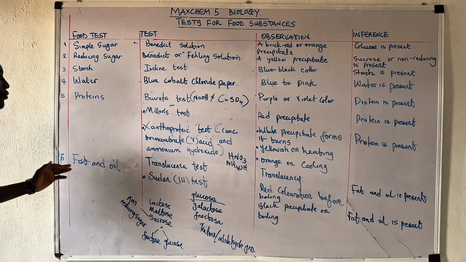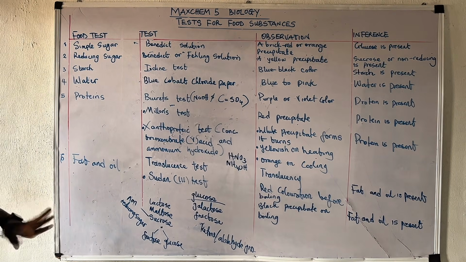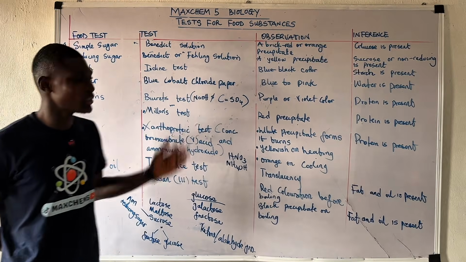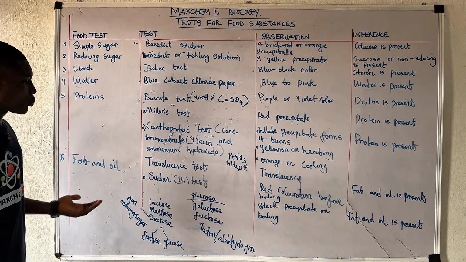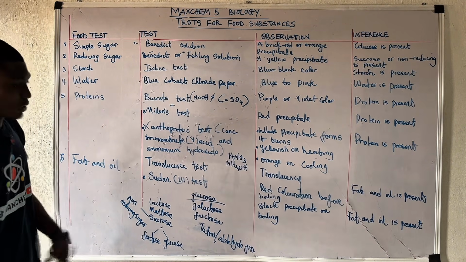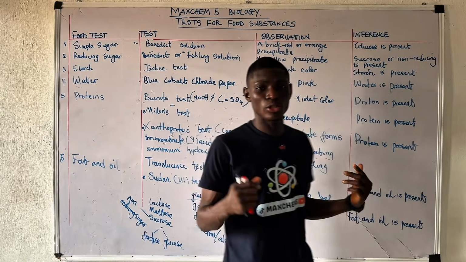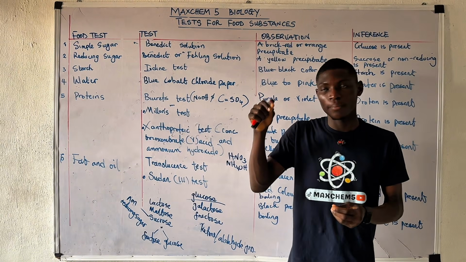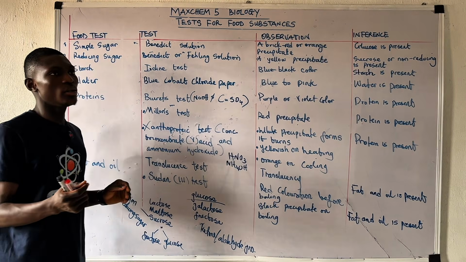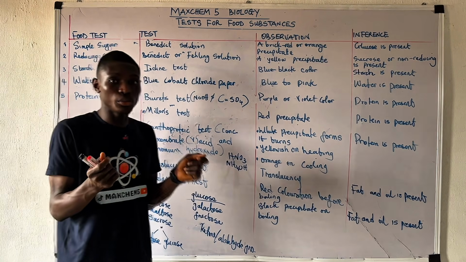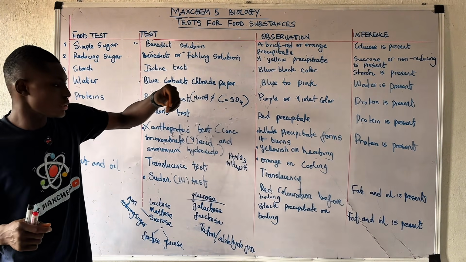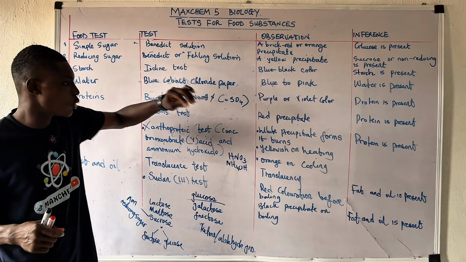Next is the test for fat and oil. There are two major tests. The first is the translucency test. This is probably the simplest of all these tests. It is something you can practice at home. Guess what you use here? In the translucency test, you use filter paper. If you don't have filter paper, you can use any piece of white, plain, dry paper. You take maybe newly boiled meat or a quantity of oil, and you pour just a little on that paper.